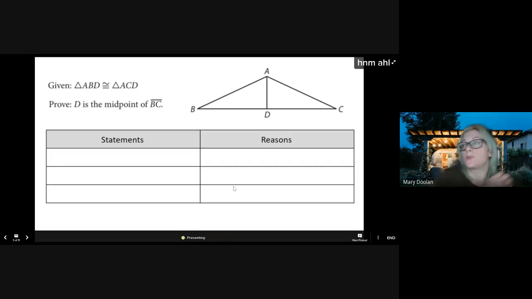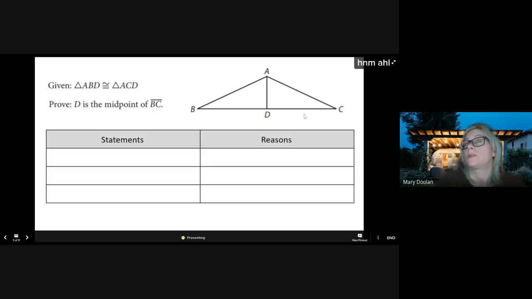And so this is the first one we're going to look at. We have a picture here of two triangles next to each other. And it's given, okay, so this is a statement that's true, triangle ABD is congruent to triangle ACD. So it's given that these two triangles are congruent. And knowing that, we are going to prove that D is the midpoint of segment or side length BC.